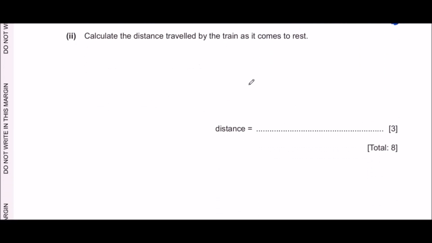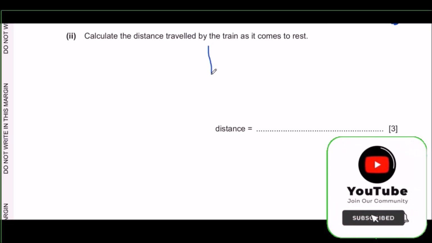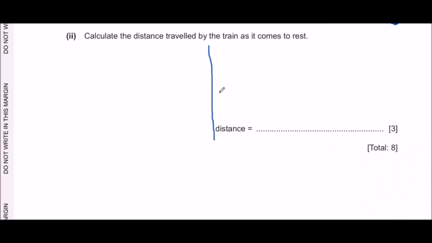Part B says calculate the distance traveled by the train as it comes to rest. There are 2 ways to deal with this particular question. We can use the work energy theorem, or we can use equations of motion. These 2 can be used to take us to the answer. Let me start with the work energy theorem, then I'll go to the alternative, equations of motion.